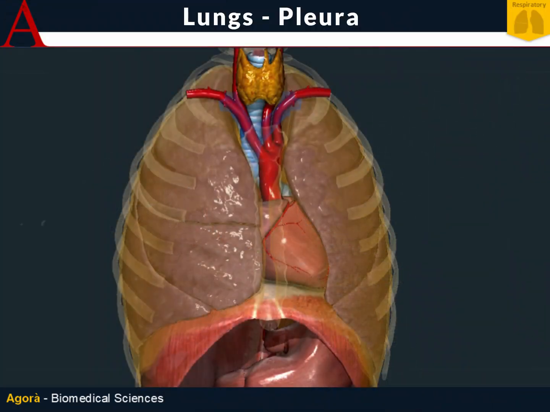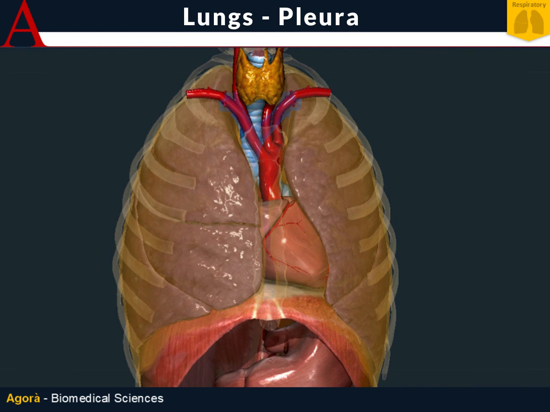Anatomy, respiratory system, pleura. This is our final lesson on the anatomy of the respiratory system. The pleurae are serous membranes that line each lung separately. They're extremely important as they limit friction between the lungs.